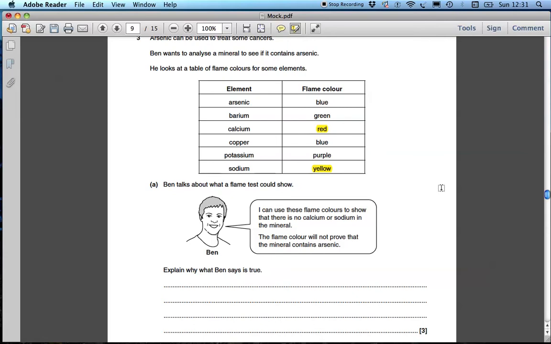The second mark was for explaining why this was true. The flame colour will not prove that the mineral contains arsenic. So the 2 marks that you would have got for this part were for saying, well, if it's blue, it may be arsenic. Okay, so it could show that it's arsenic. However, copper also gives you a blue flame, and so you can't be sure which it is. And that was the second and third mark for saying it might be arsenic if it's blue. However, it could also be copper because it is blue. Okay, so always refer back to what is being said in the question.